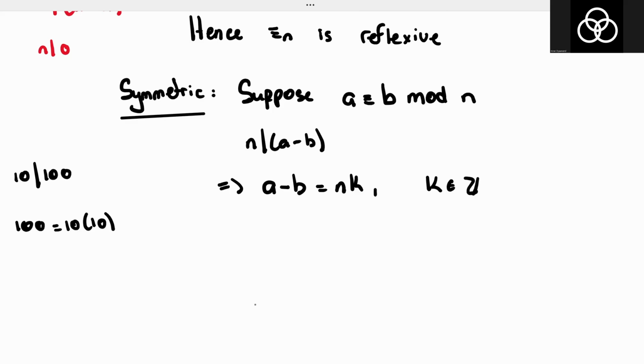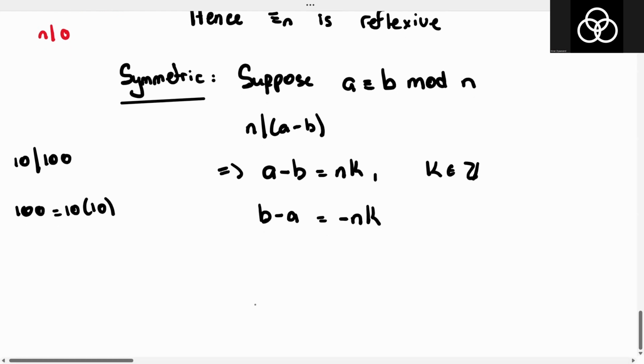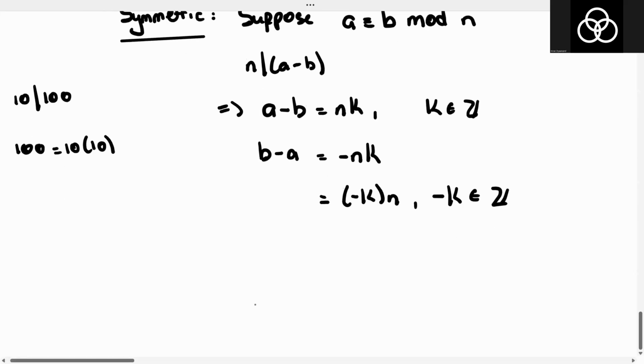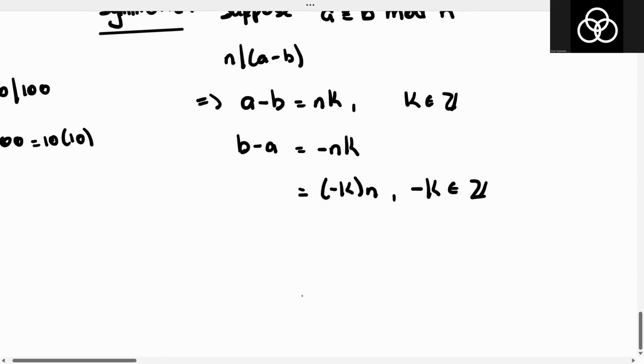Let's do a little rearrangement here. Let's actually multiply throughout by -1. Then we get B minus A is equal to minus nk. And of course, we could do a little associativity here. We could take minus k n. And of course, if k belongs to the set of integers, minus k also belongs to the set of integers. So what we have here is that B minus A gives us an integer times n.